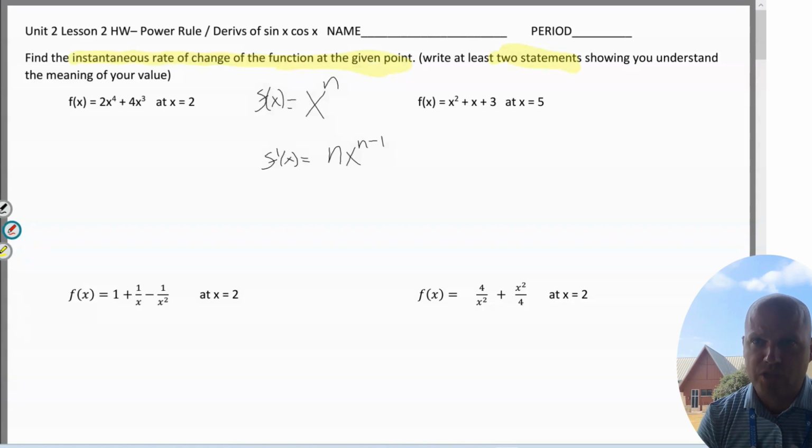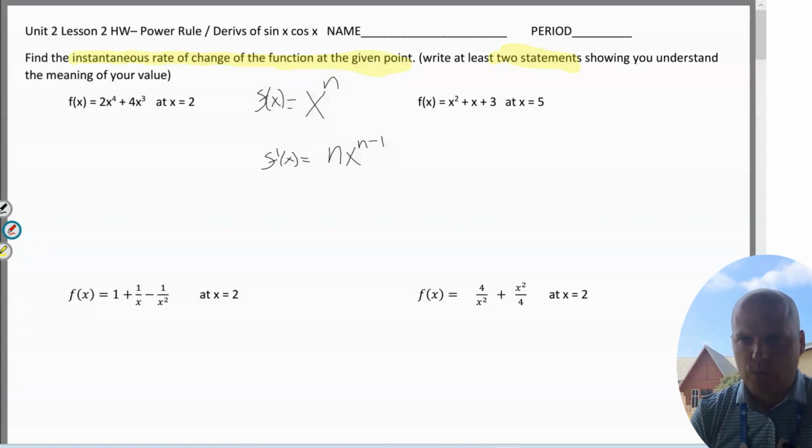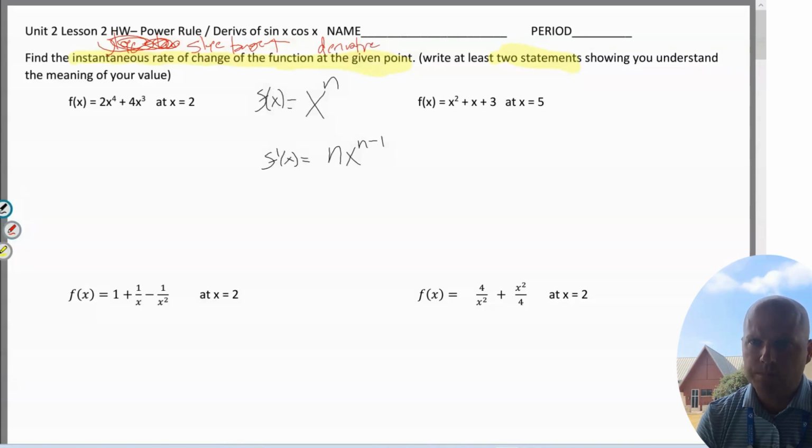Now, what is an instantaneous rate of change? It is a slope at a point. It is a slope of a tangent. Slopes equal change. Instantaneous rate of change, slope of a tangent. Or another word, derivative. Sorry. So we are finding the slope of this function at x equals 2.